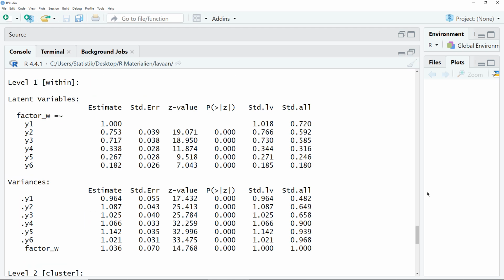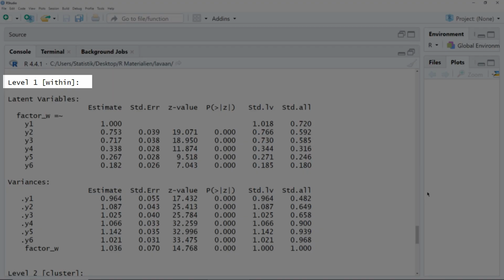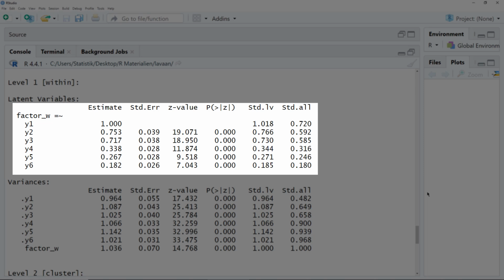The output basically looks like a normal CFA output with lavaan, with one change. Now we get basically 2 outputs. One output for level 1 for the within effect and a second output for the level 2. Here we can see the loadings for our single factor on level 1. They are all significant, but some of the loadings are extremely low. So it wouldn't be a very good measurement instrument if it were real data and not just a simulation.